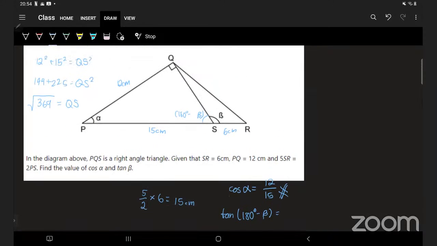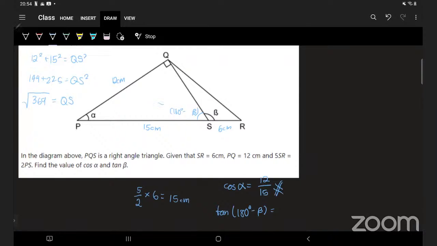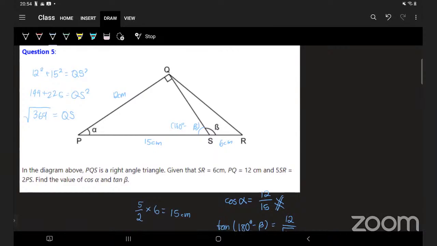So what you get is opposite over adjacent, right? So 12 over square root 369. Oh wait, sorry, it should be 15 squared minus 12 squared. Sorry, my mistake. So you'll actually be getting 225 minus 144. And then you get a square root of 81. And now that is a perfect square. And so QS is actually 9 cm.